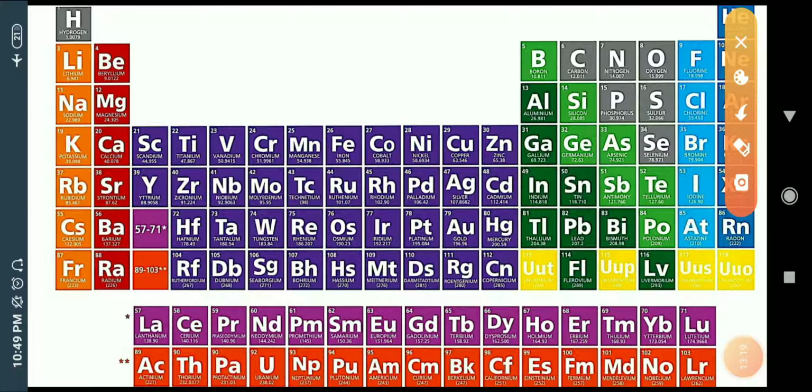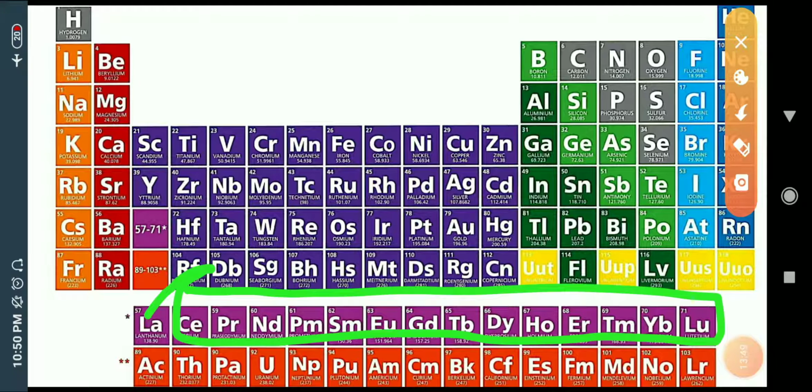Now similarly, this La is present here and this Ac is present here. So La and Ac are not counted in the lanthanide and actinide series respectively. The 14 elements after lanthanum are called lanthanide series elements, and the 14 elements after actinium are called actinide series elements.